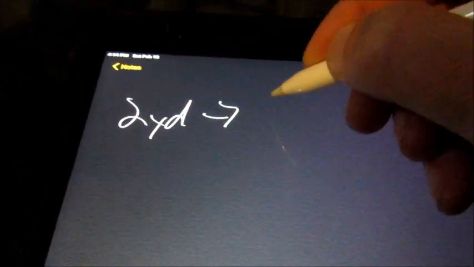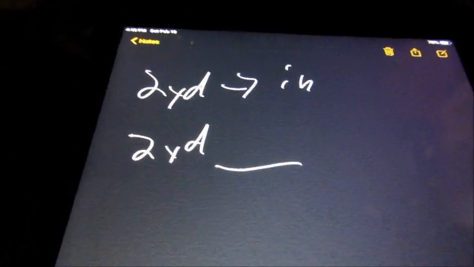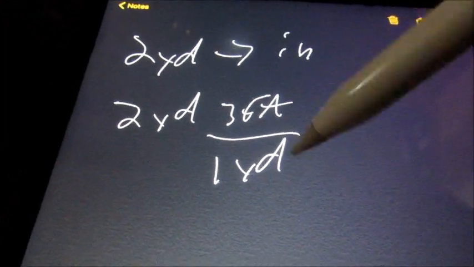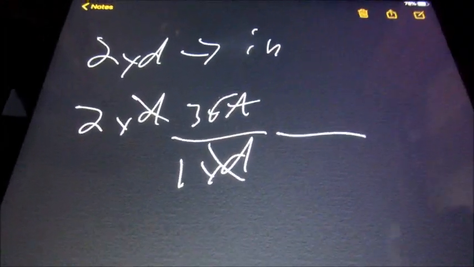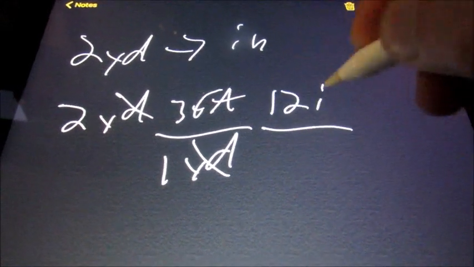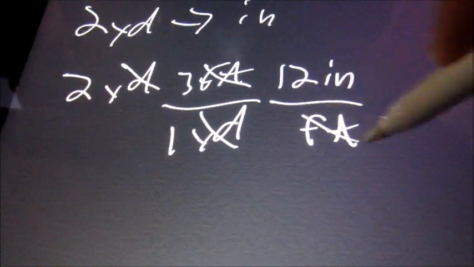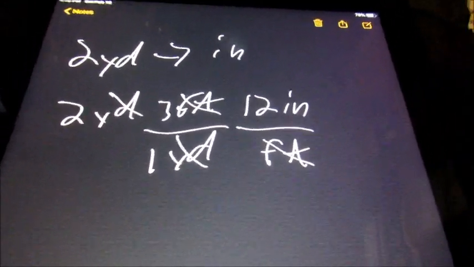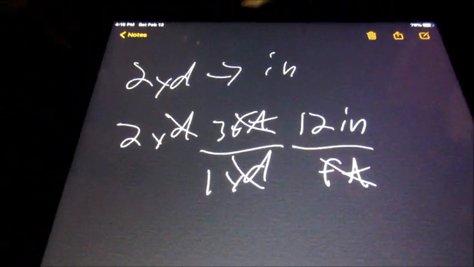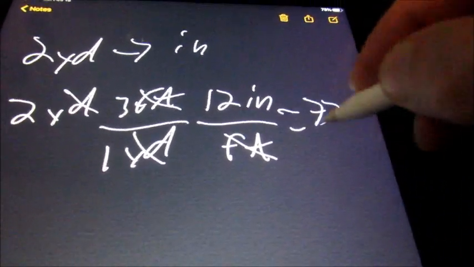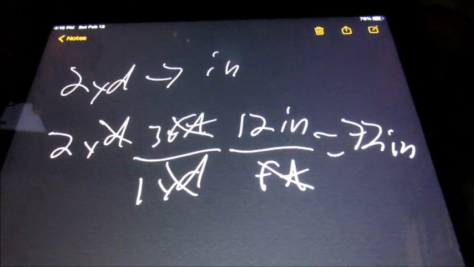So now let's say that we have 2 yards into inches. So we're going to start with 2 yards. And remember that 3 feet equals 1 yard. So here, the yards will cancel. And we have that there are 12 inches per foot. So our feet will cancel. Now all we're left with is inches. And so that's what we want. So we're just going to say 2 times 3 is 6 times 12 equals 72 inches.